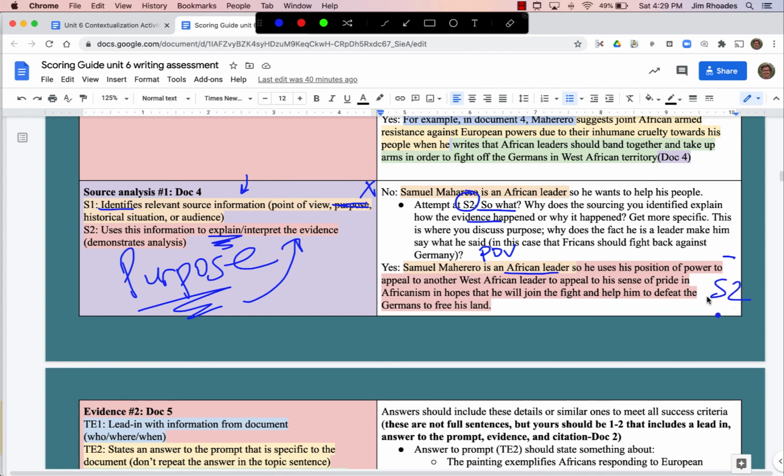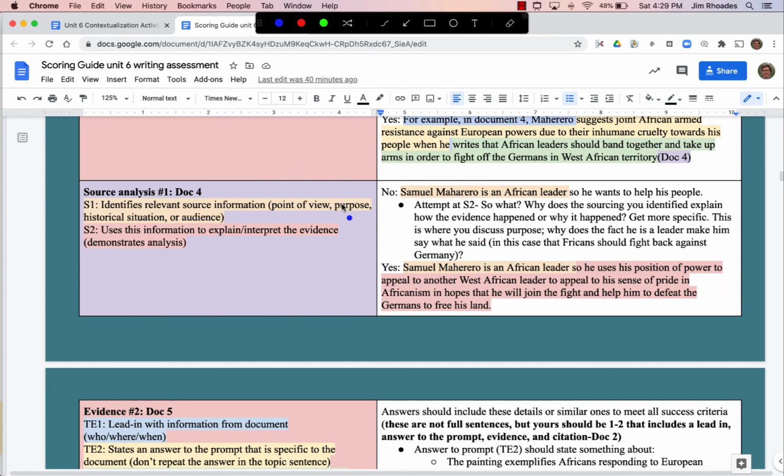So here's my S2. He uses his position of power to appeal to another leader, to appeal to his sense of pride in Africanism and hopes he will join the fight and help him defeat the Germans. And if you notice, this really goes along well with this up here, where I'm saying African leaders should band together and rise up in order to fight off the Germans. So that's what we're doing, and notice that this is purpose analysis.